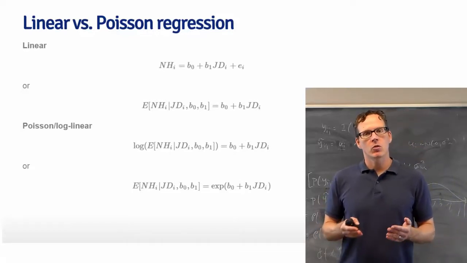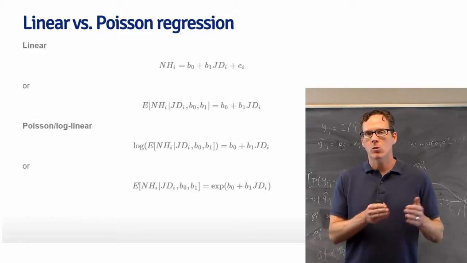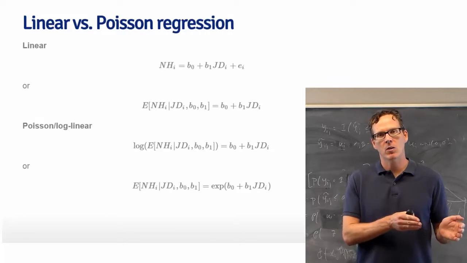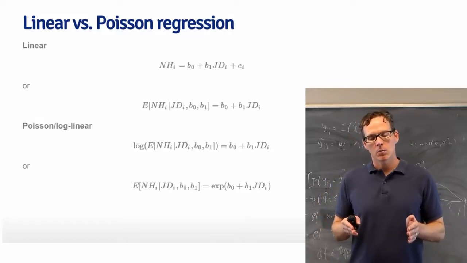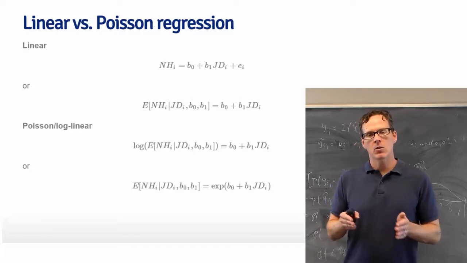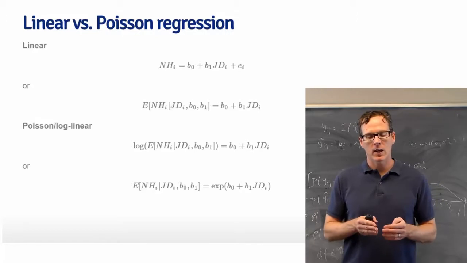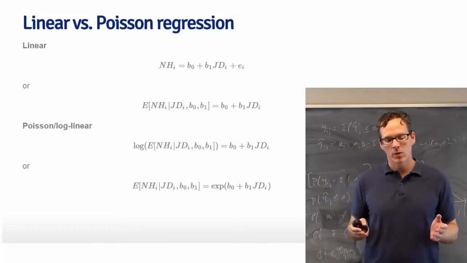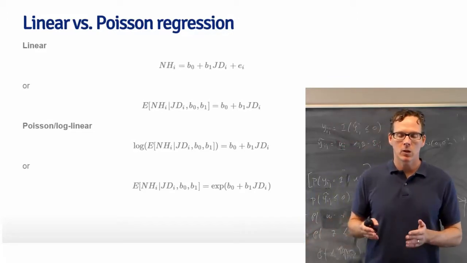So let's talk about linear versus Poisson regression. Remember, in GLMs, we don't log the outcome itself, or take a transformation of the outcome itself. We take a transformation of the mean of the outcome. In linear models, our outcome is the linear component plus the error, or we could just write that as the expected value of the outcome is the linear component. In a Poisson log linear model, it's the log of the expected outcome that is the linear part.